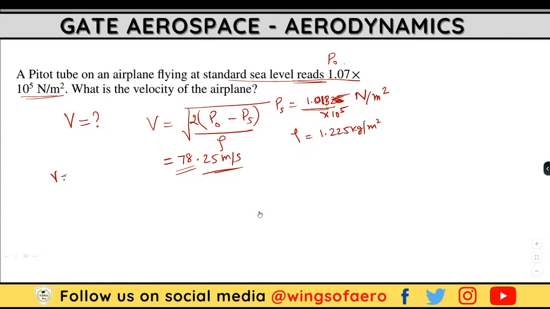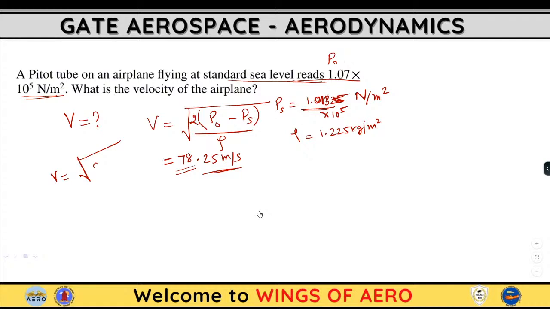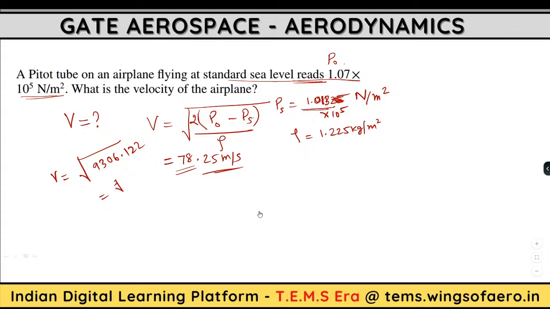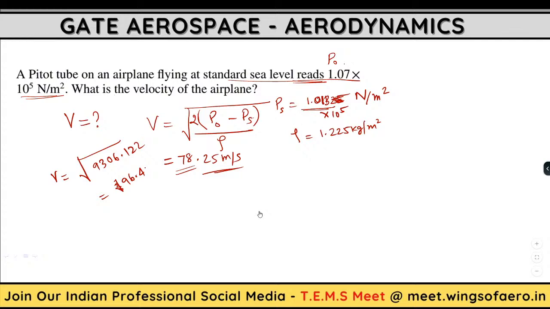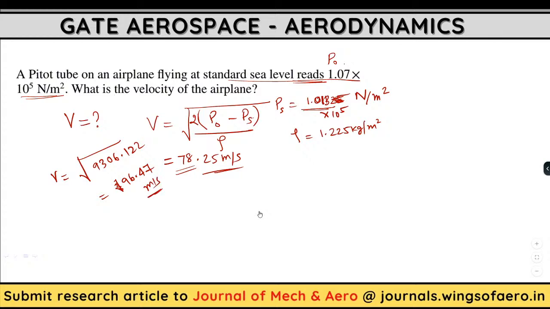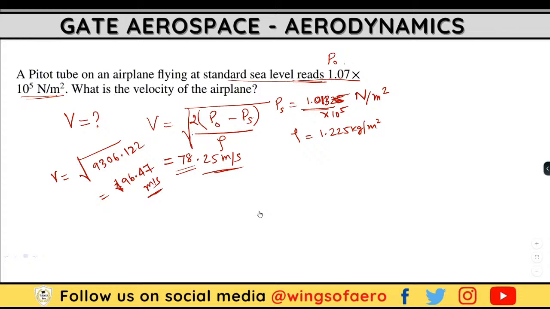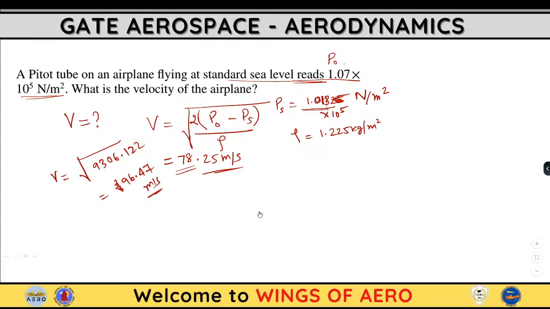B was to root over 9306.1. Is it the same value? Ensure that the whole is under the root. Yes, ma'am. 96.25. Yes, near about that. Okay.